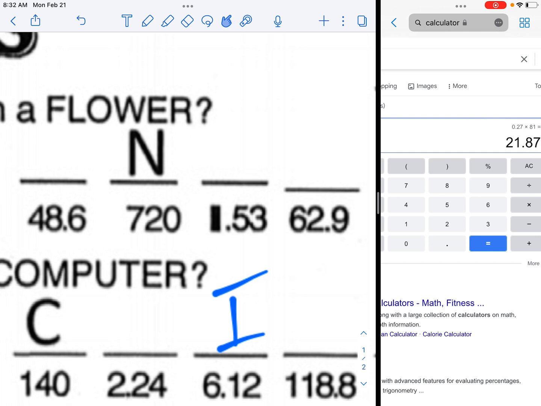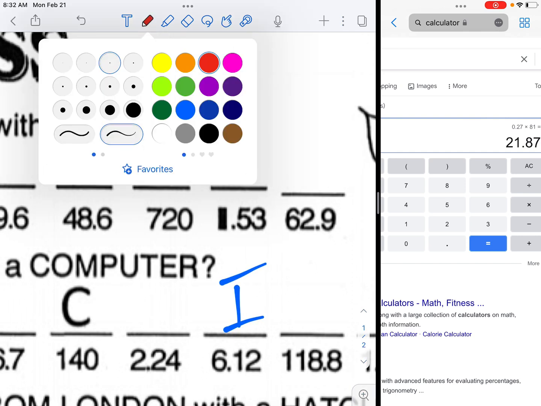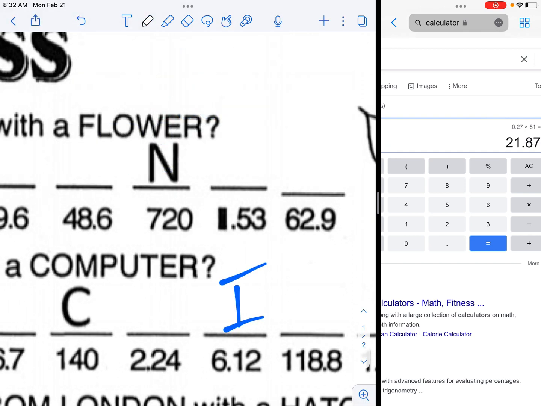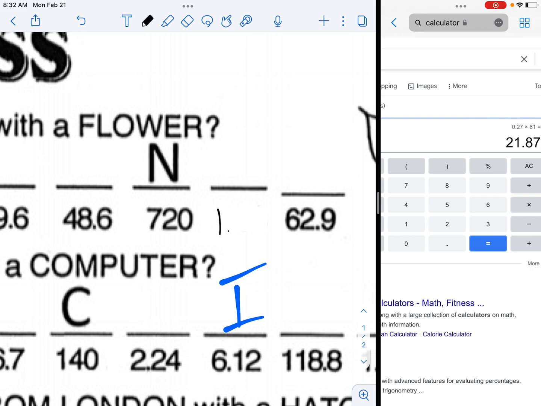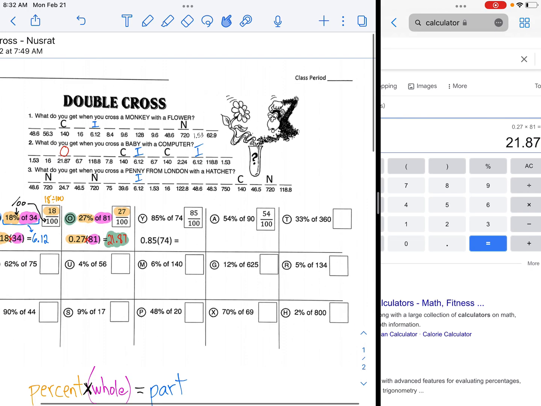I also see this one here. This is supposed to be 1 and 53 hundredths. Let me change this. So that thing in front was supposed to be a 1. 1.53. There we go.